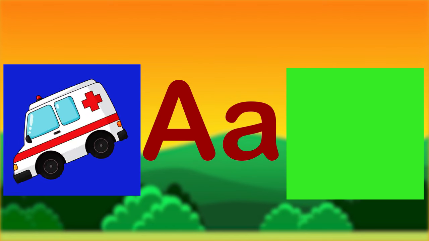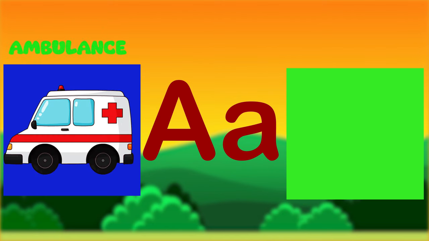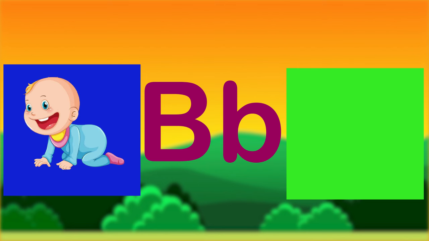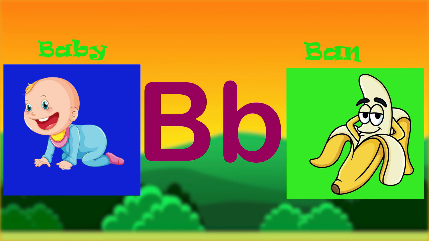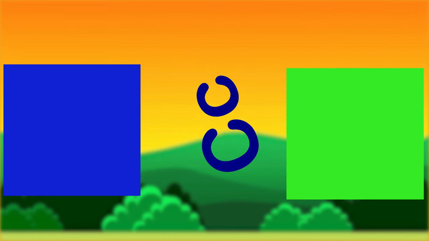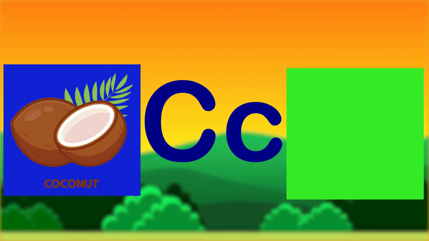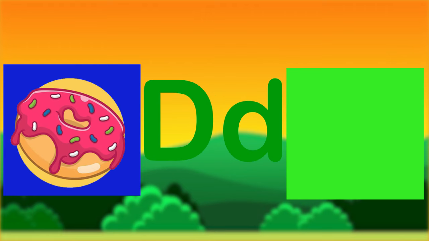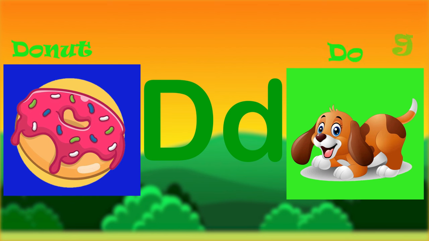A is for ambulance. A is for apple. B is for baby. B is for banana. C. C is for coconut. C is for cat. D. D is for donut. D is for dog.